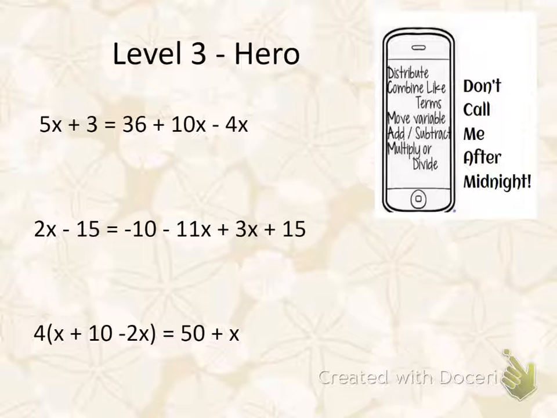Okay, so let's just talk about these steps. I gave you them entirely worked out. But for instance, on the first one, we have distribute. There's nothing to distribute. Combine like terms. So you would combine these two on this side. There's nothing to combine over here. So you would end up with 5x plus 3 equals 36 plus 6x. Okay, that's the first step.